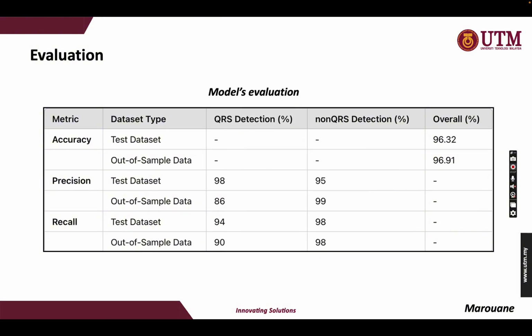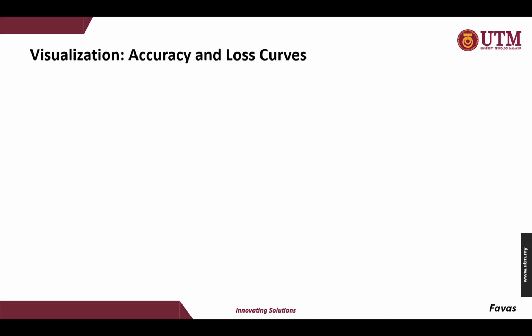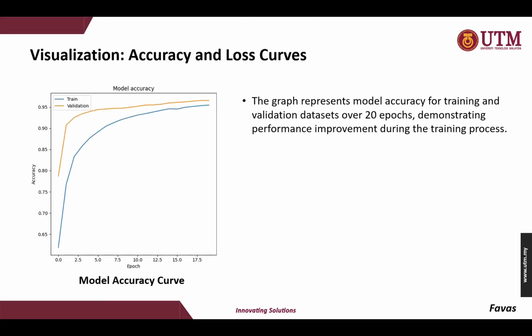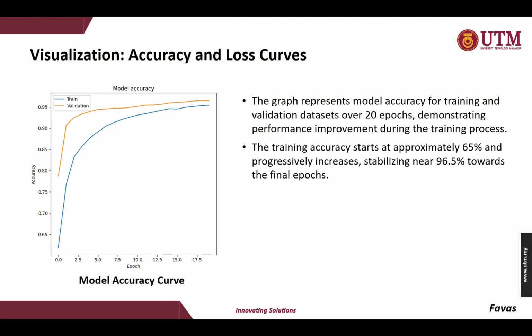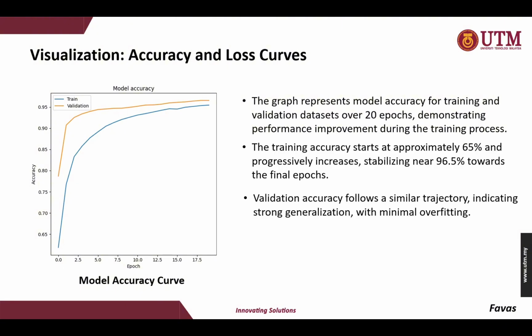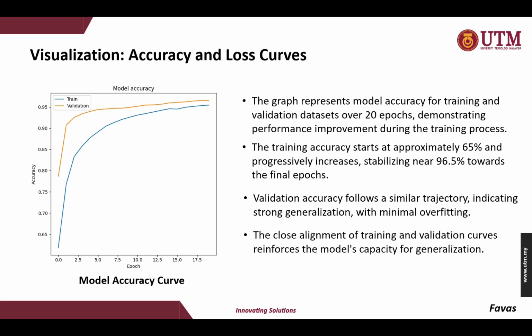Now the evaluation. As you see here, the accuracy on the dataset is 96.32%, while on our sample data it is 96.91%. Visualization of accuracy and loss curves. The graph shows accuracy over 20 epochs for training and validation datasets. Training accuracy starts at 65% and stabilizes at 96.5%, while validation accuracy follows a similar trend with minimal overfitting. The close alignment of the curves shows the model's ability to generalize.